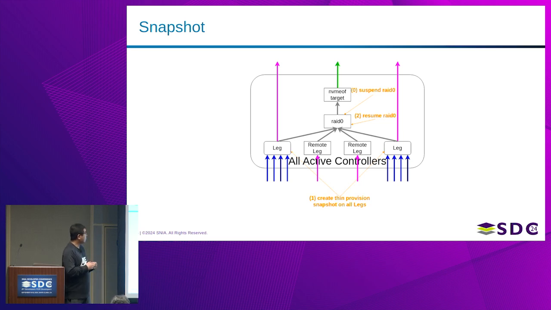First is the snapshot. It's quite simple. We have multiple active controllers. We just suspend the devices on all the active controllers, then issue a snapshot on all these legs. And then after we do that, we resume all these devices. So that's the snapshot.